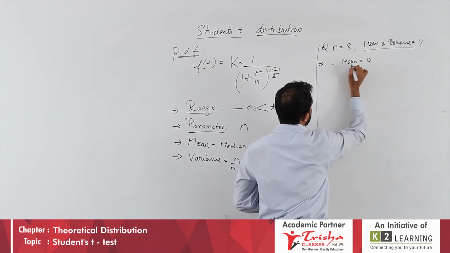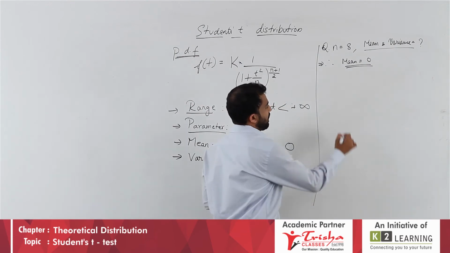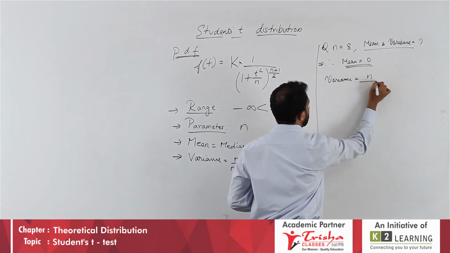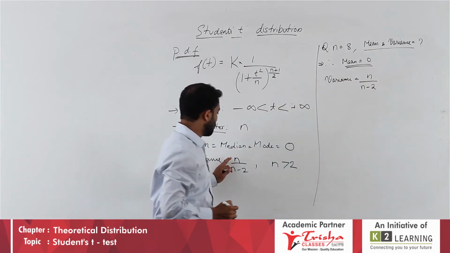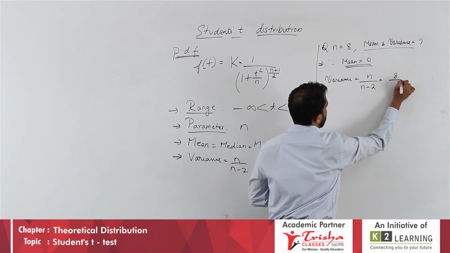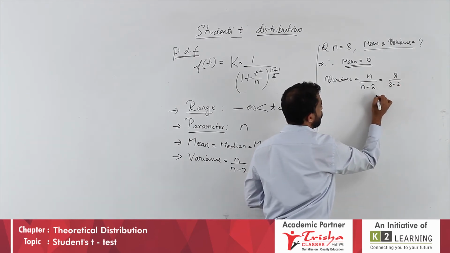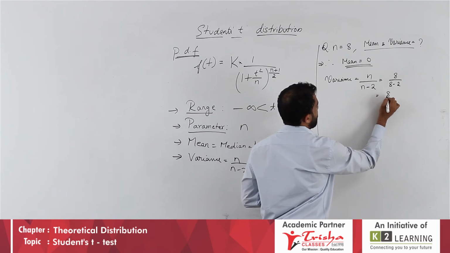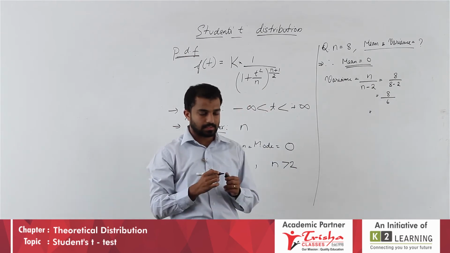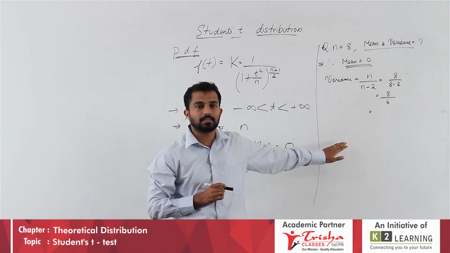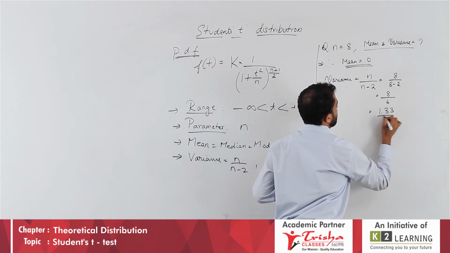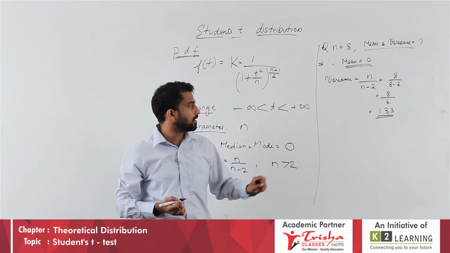So you will write the answer: therefore, mean is equal to 0. And for variance, we have a formula. Variance is equal to n divided by n minus 2, and degrees of freedom is given as 8. So substitute 8 divided by 8 minus 2, which is 8 by 6. Simplify it and you should get the answer as 1.33. This is the answer for variance.